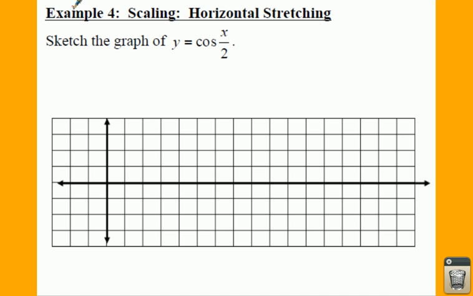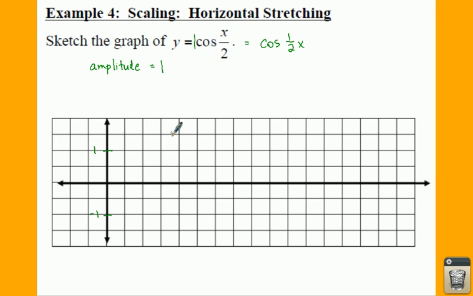Alright, so let's see what we can do here with this example 4. You can rewrite this equation as cosine of 1/2 times x. So your b is not 2, your b is 1/2. So if we need to figure out our amplitude, your amplitude is in front of your cosine, which is just a 1. So your amplitude is 1. So we're still going to go from 0 to 1. So let's make this 1 right here and negative 1 right here. So that's going to be the height.